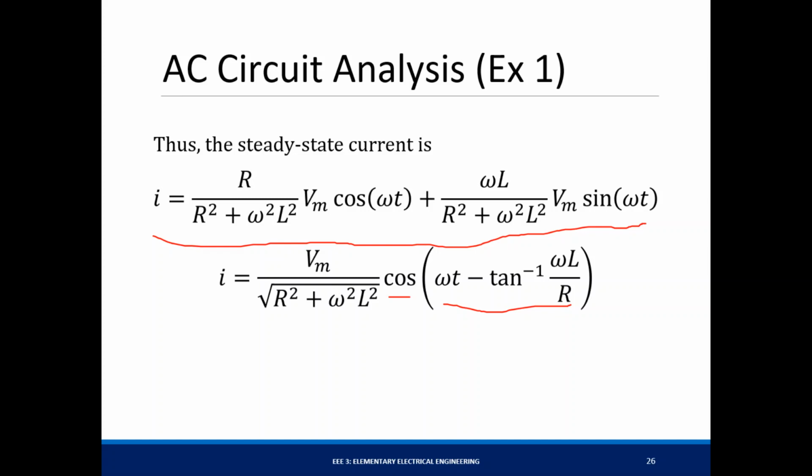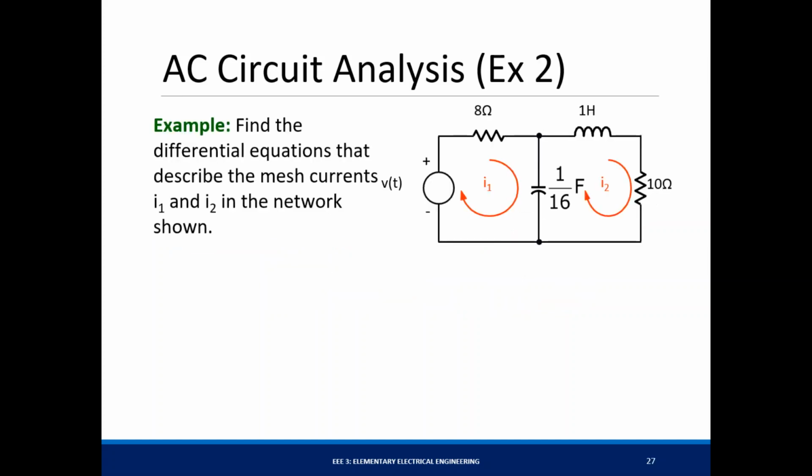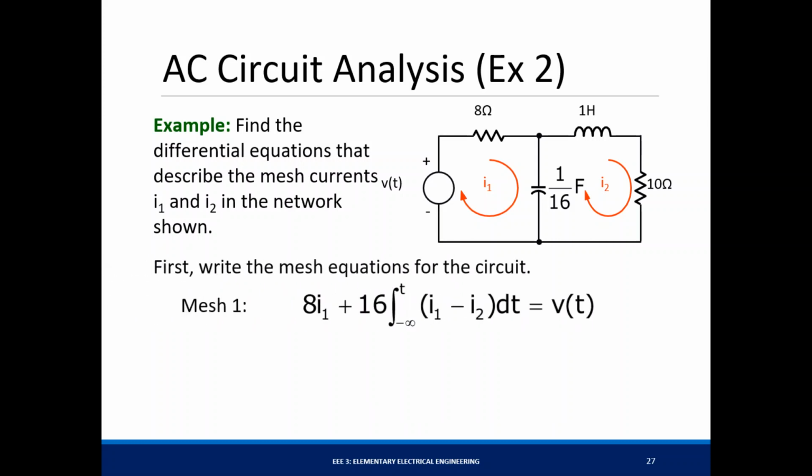So another example. Find the differential equation that describes the mesh currents i1 and i2 in the network. These are mesh currents, so we can apply the same mesh analysis to the circuit. For mesh 1, we have 8 ohms times i1 plus 1 over the capacitance, which is 1 over 1/16, integral of the current flowing through the capacitor, which is i1 minus i2, dt, equal to the voltage. That's KVL in this loop, and we expressed the voltages in terms of the mesh currents.